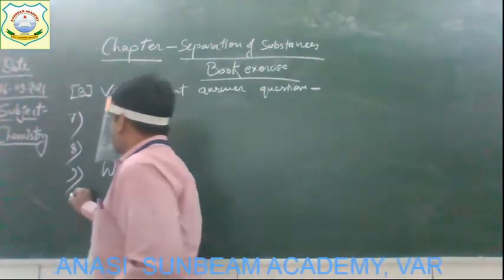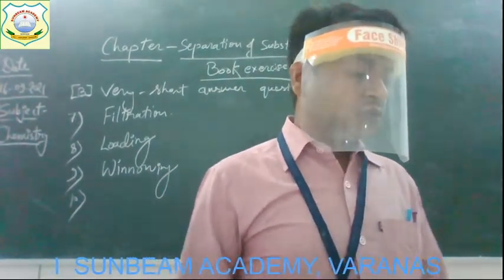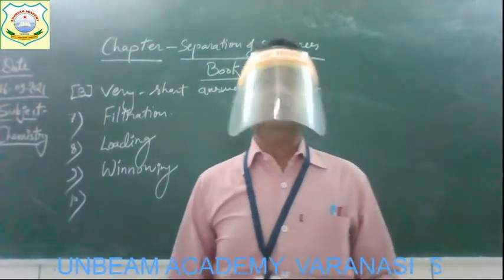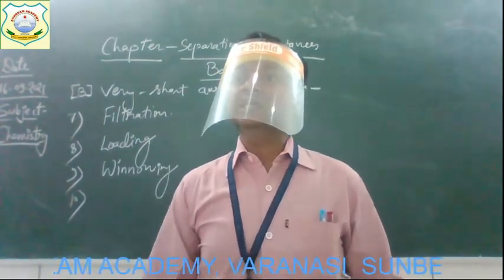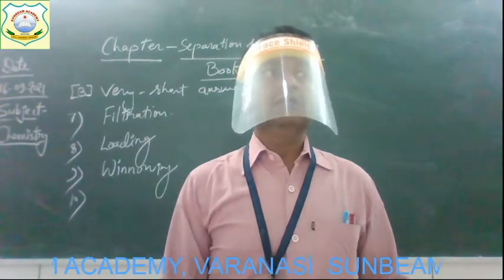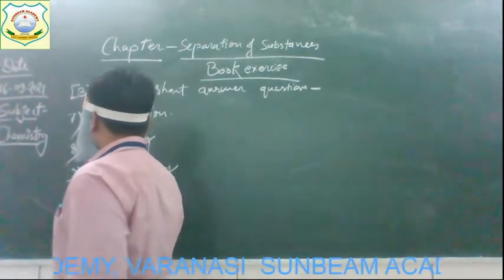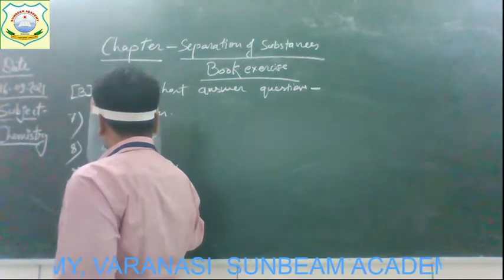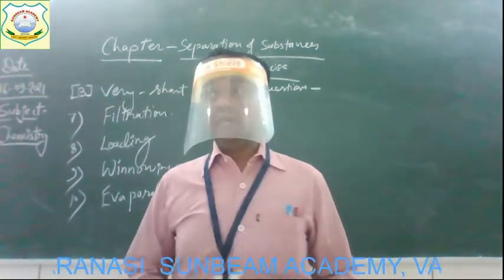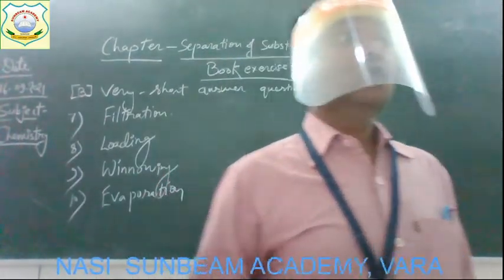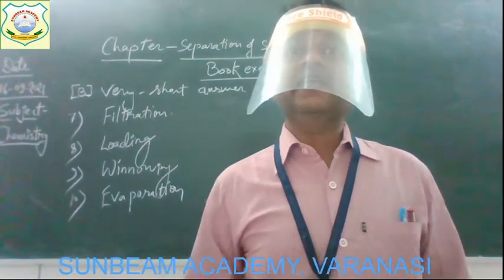Now come to the next question, number 10: name the method used to obtain salt from sea water. How do we obtain salt from sea water? The method is evaporation. In this process, water gets heated and vaporized, and at last what is left? Salt is left.